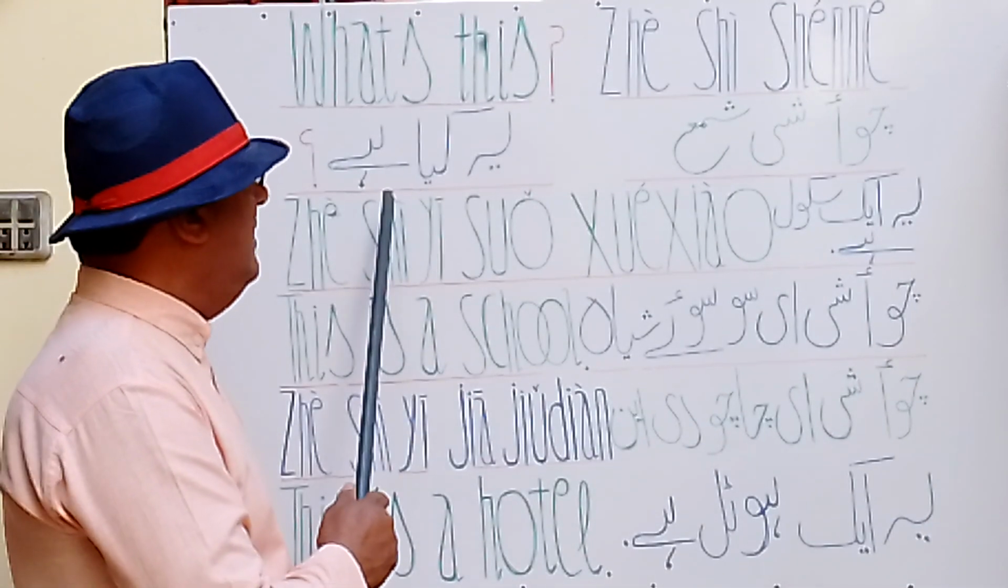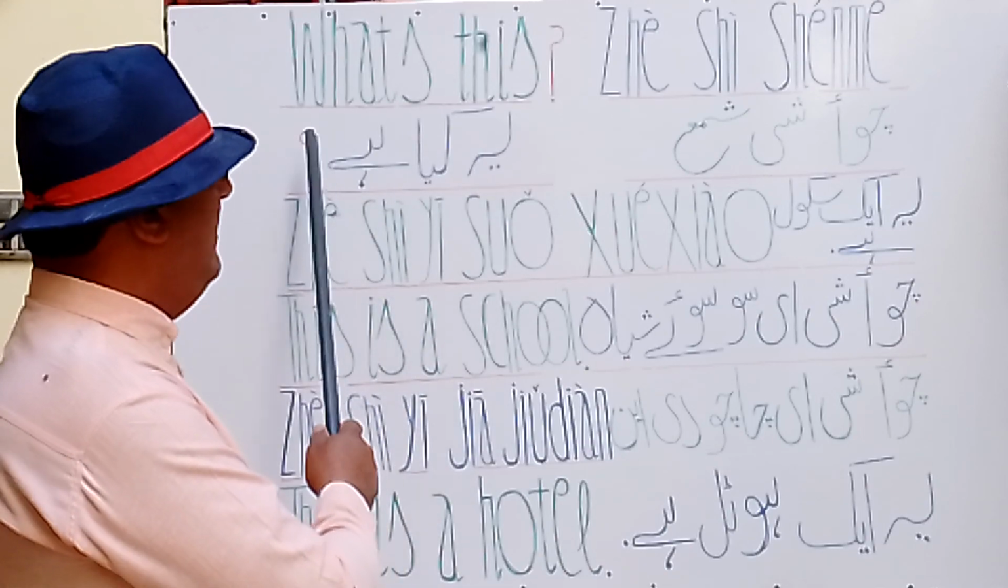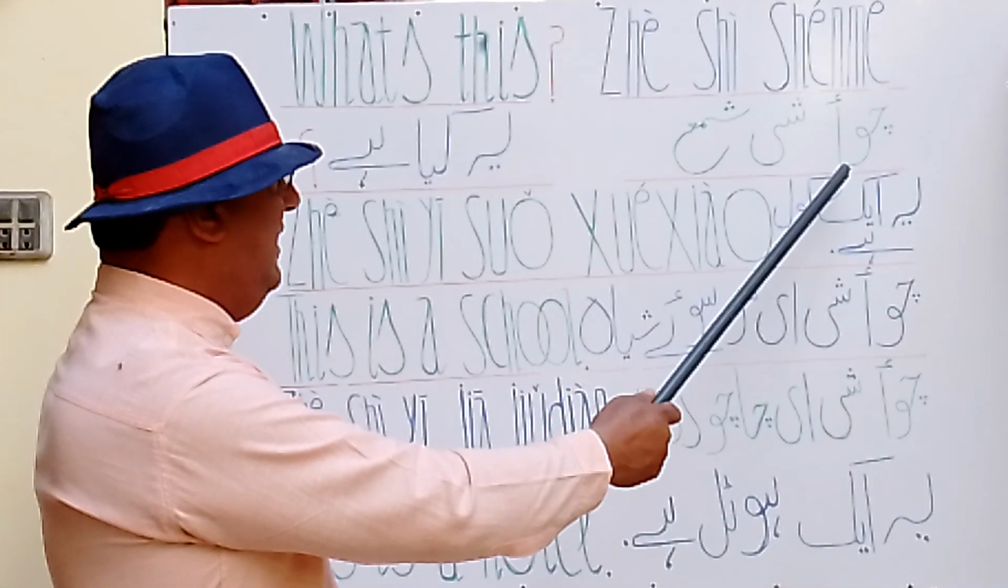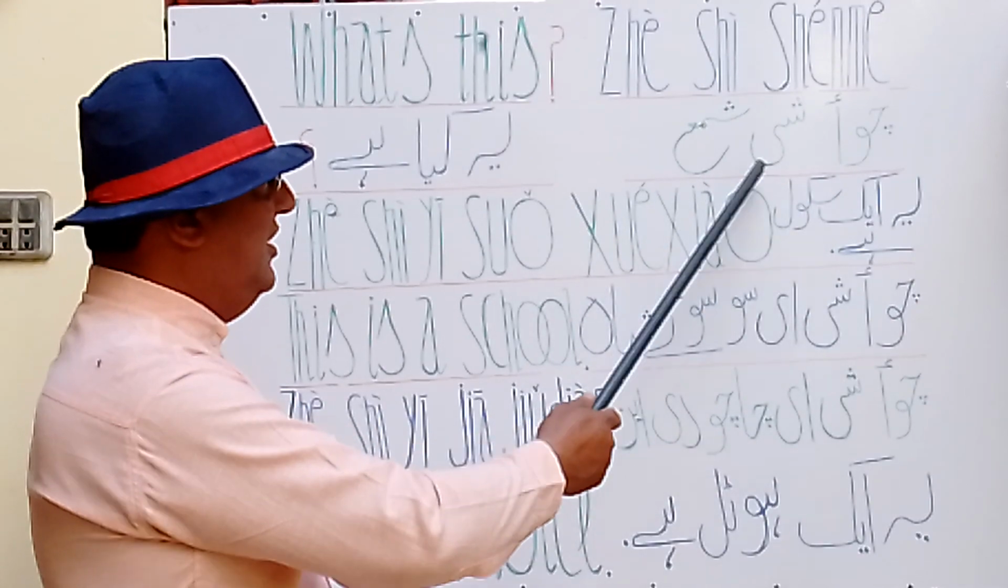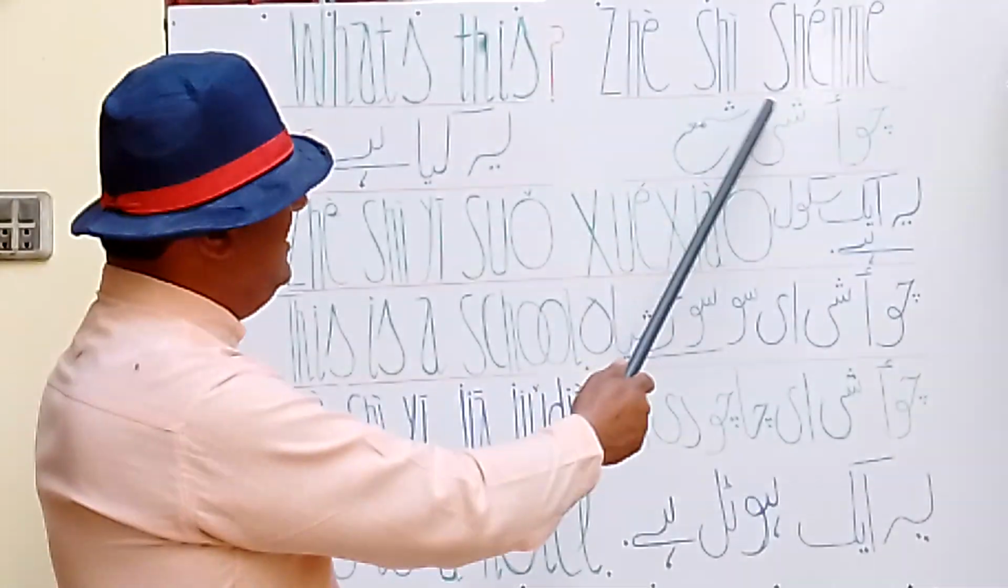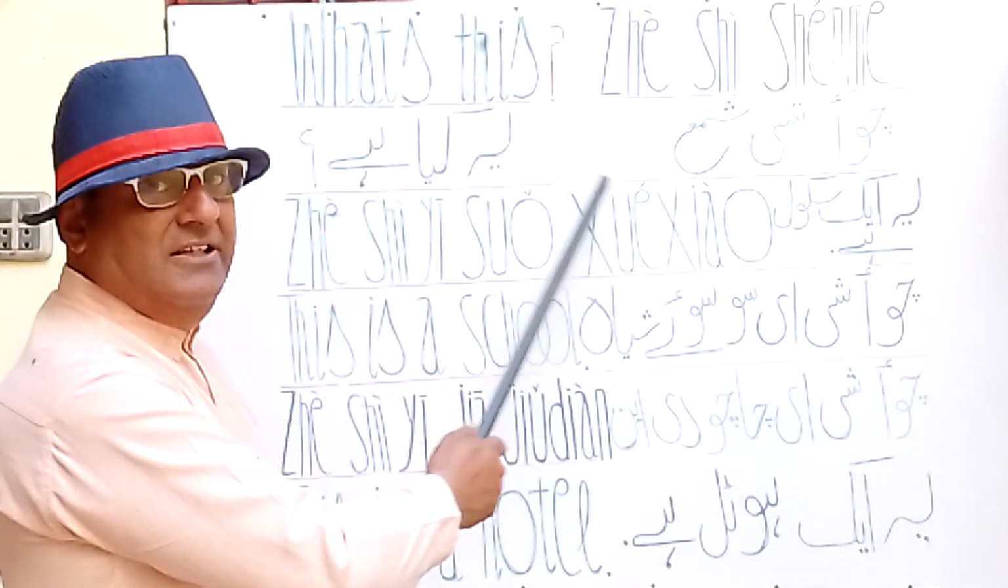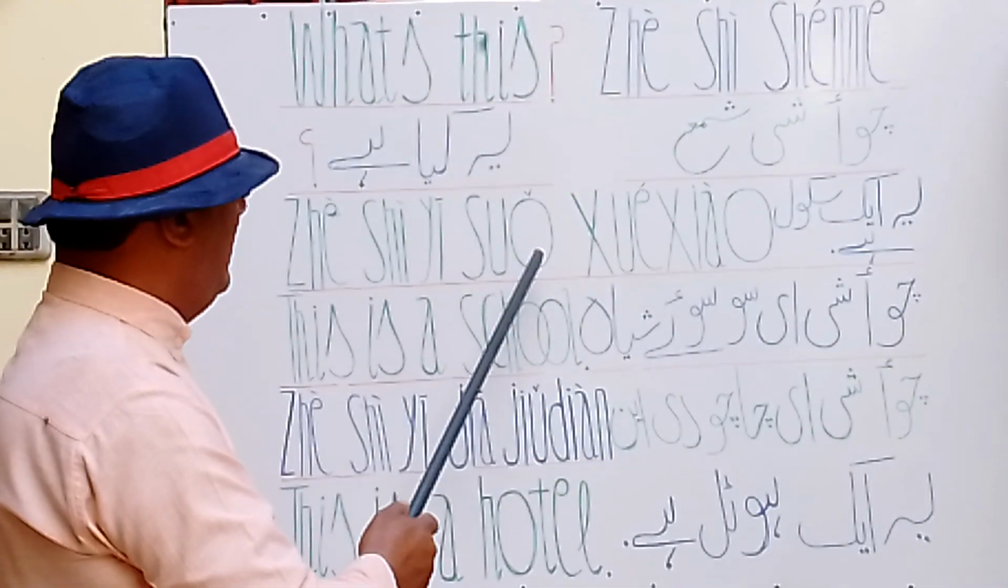Let's repeat them again. What's this? In Chinese we say chua shi shamma. What's this?